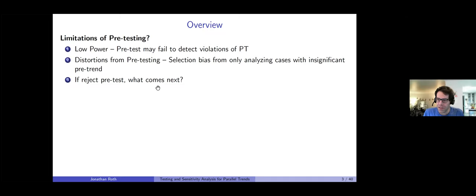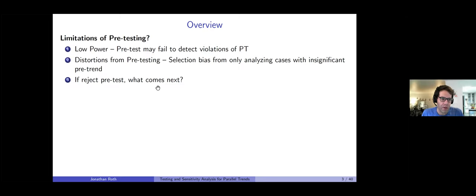So if we're not going to proceed with our diff-in-diff approach unless we fail to find a significant pre-treatment violation of parallel trends, well, in some cases parallel trends may be violated, but we may not find a significant pretrend. That's obviously going to be a problem.